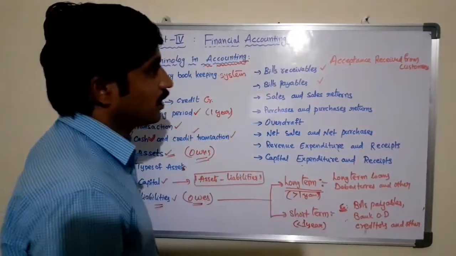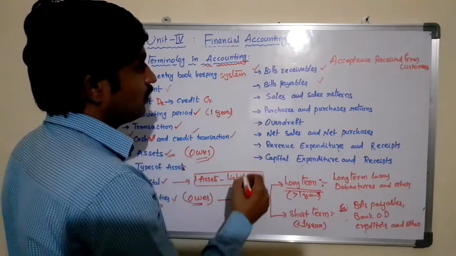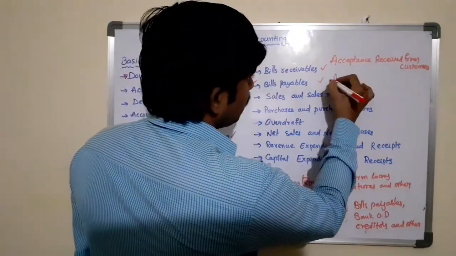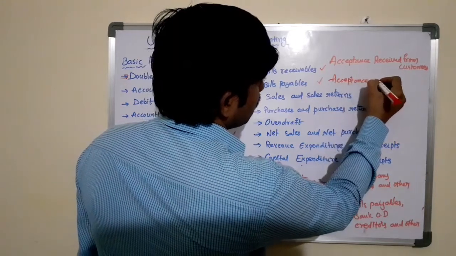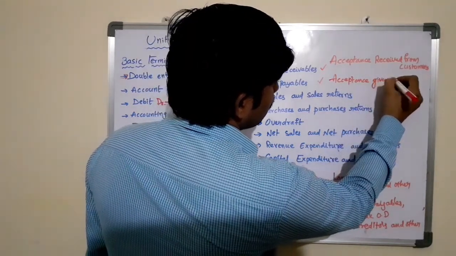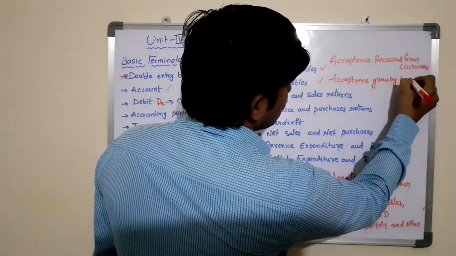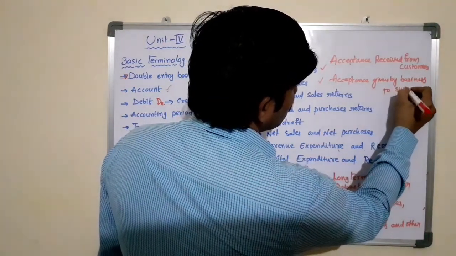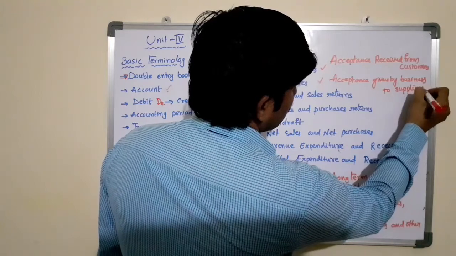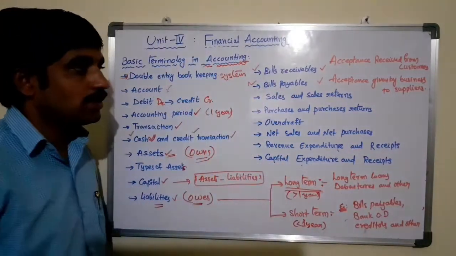Acceptance received from the customers is called bills receivable, and acceptance given by the business to the suppliers is known as bills payable.